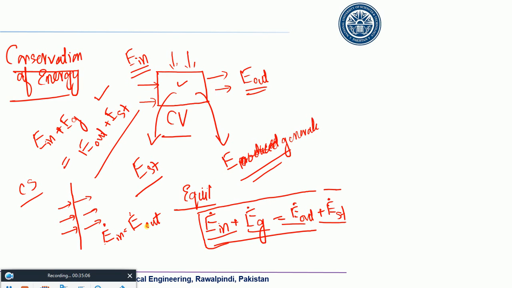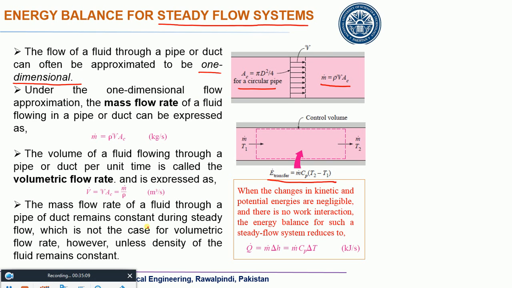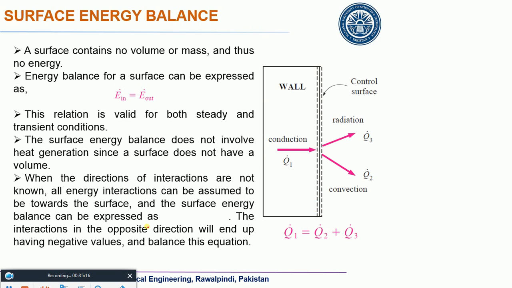Okay. So we would use these terms. Sometimes you need to model the system as control volume, and other times you need to model the system as control surface. So this relation is valid for both steady and transient conditions. Obviously, if with respect to time you have any change in the rates, still this relation would hold on. E dot in would be equal to E dot out. By the way, this surface energy balance does not involve heat generation, since a surface does not have a volume.